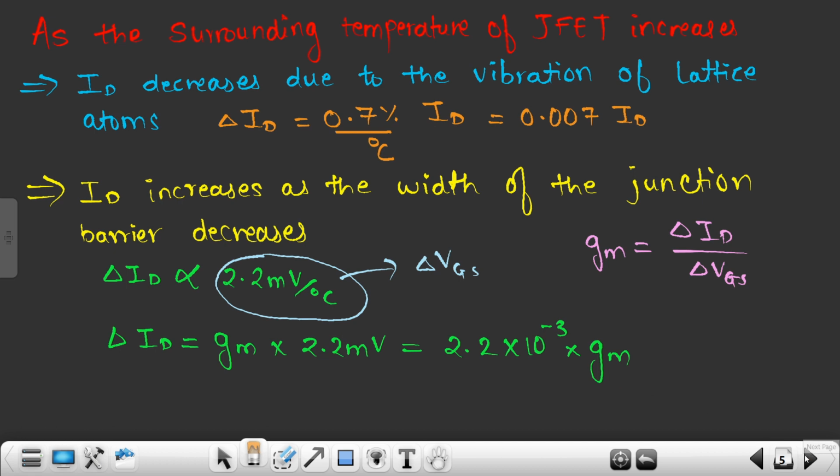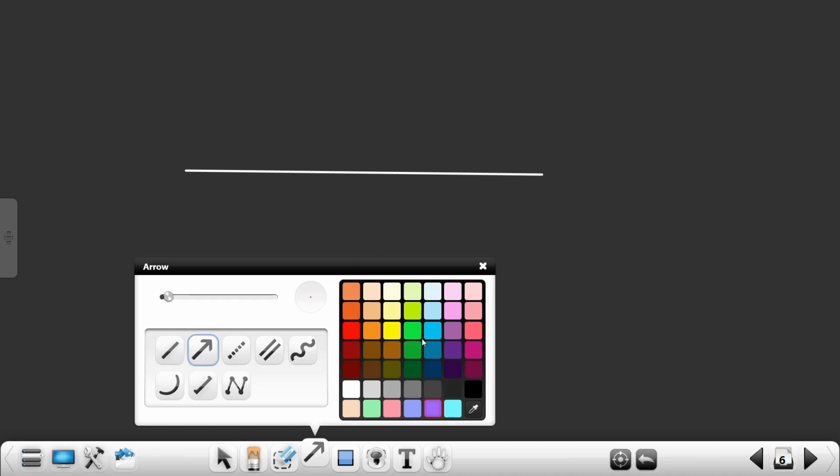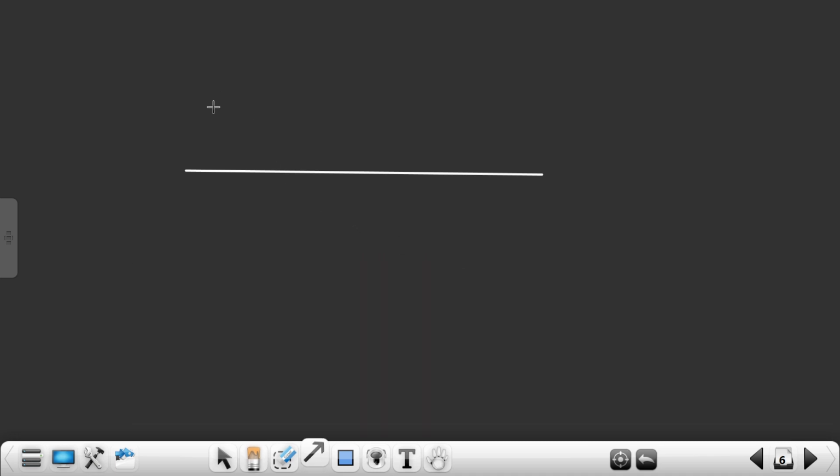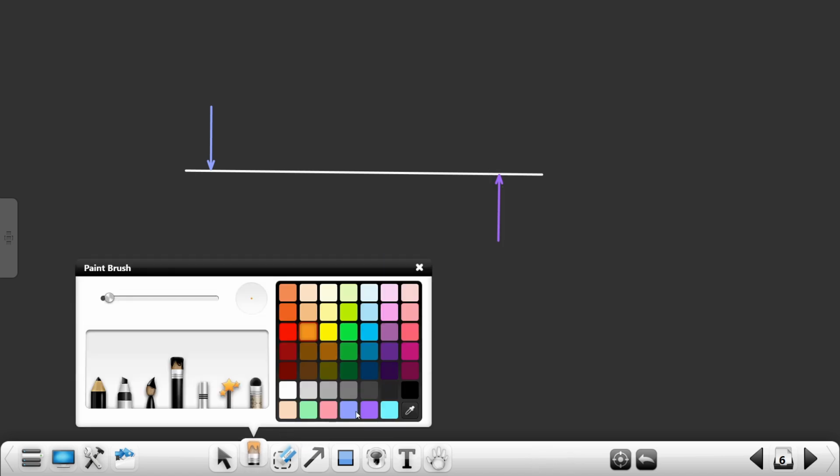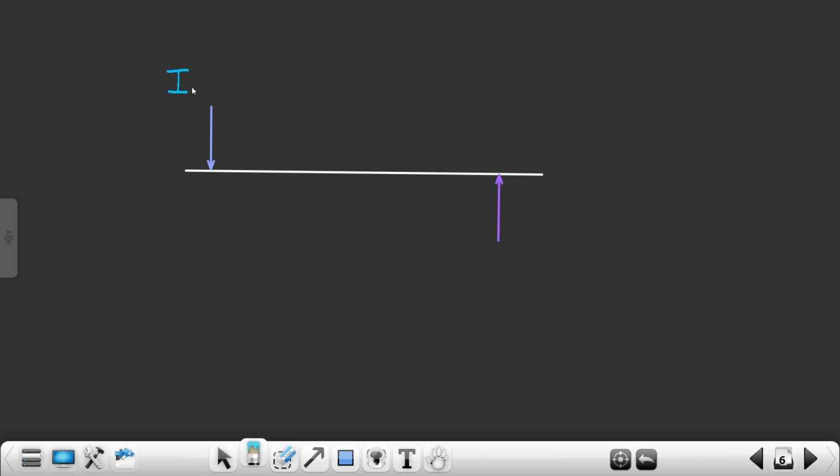Okay, so we are going to understand this particular word in this session. Let me proceed further, and let me just take two lines, or rather two arrows. So this is the first arrow and this is the second arrow. I will tell you the reason why I am taking this particular thing into account. Alright, so let me write over here, that is ID, current ID is decreasing, and its value is around 0.7%. It decreases by 0.7% per degree Celsius, okay, into ID, right?